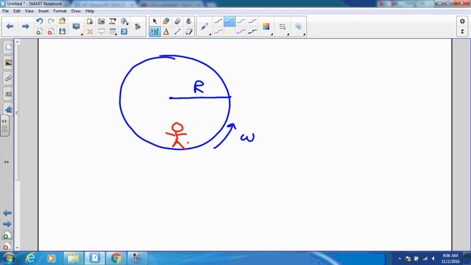Yeah. Question? Yes. And always in the direction opposite the acceleration.